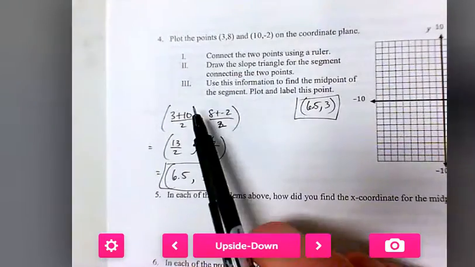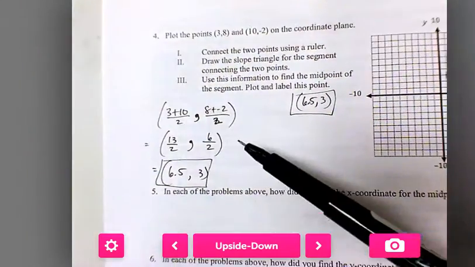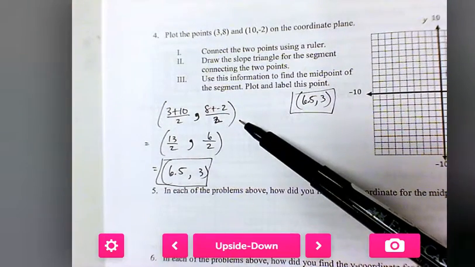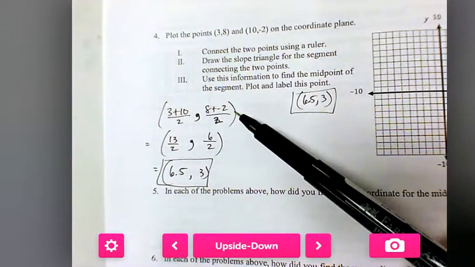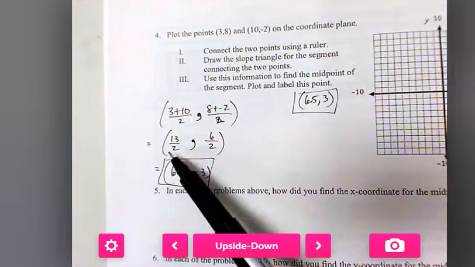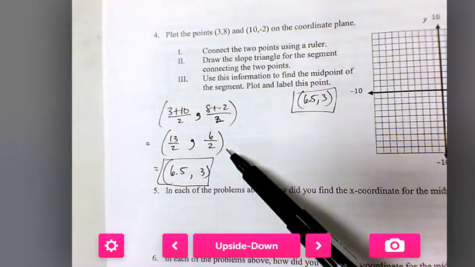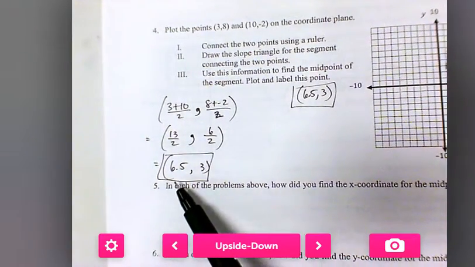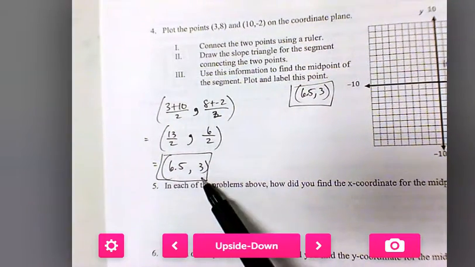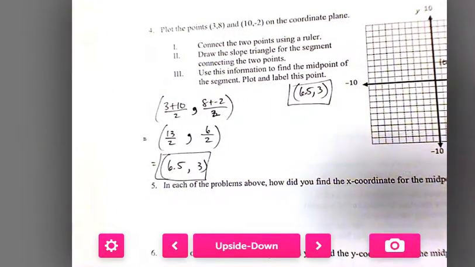The other way you could have done it is right here with the formula. 3 plus 10 divided by 2, comma, 8 plus negative 2 over 2. Which should give us 13 over 2, comma, 6 over 2, which is (6.5, 3). Okay?